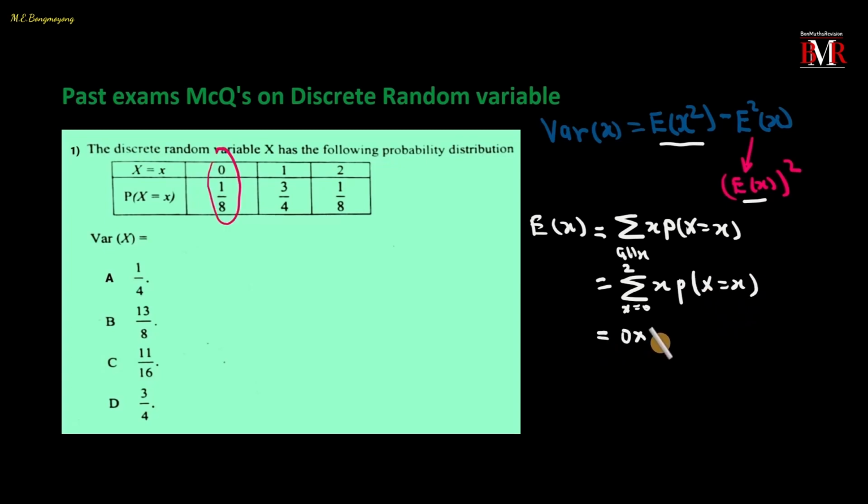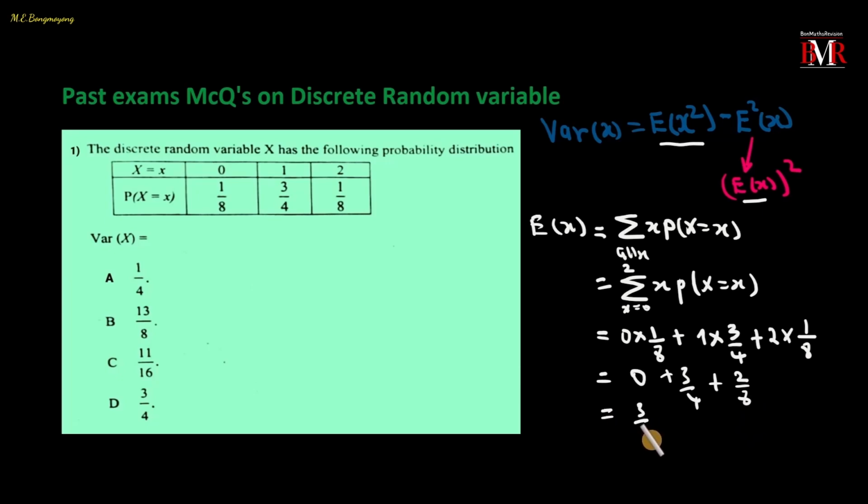That is 0 times 1 over 8 plus 1 times 3 all over 4 plus 2 times 1 all over 8. 0 times 1 over 8 is 0. 1 times 3 over 4 is 3/4 plus 2 times 1 is 2, so this will be 2 over 8, which is the same as 3/4 plus 1/4. Since 2 goes into 8 four times, 2 over 8 is 1 over 4. Since we are dealing with fractions with the same denominator, we add the numerators. That's 3 plus 1 is 4, so 4 over 4, which is 1. That means E of x is equal to 1.